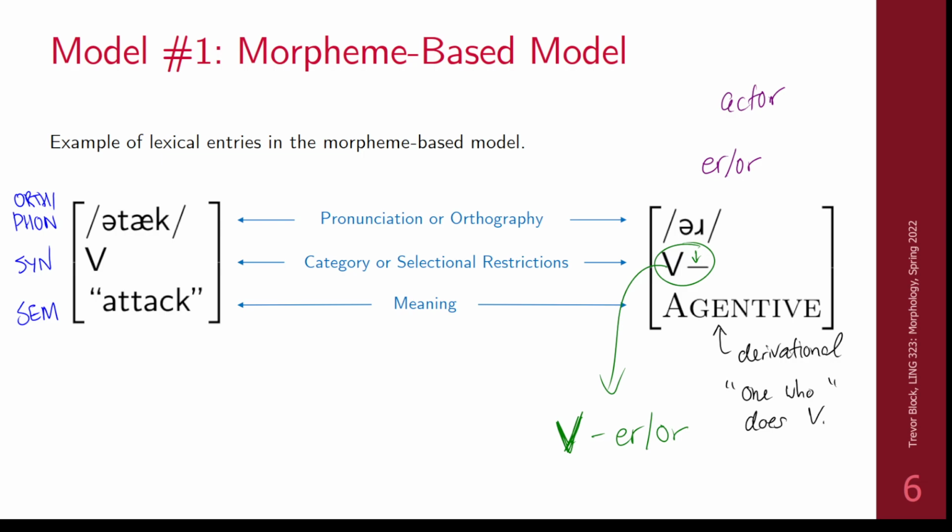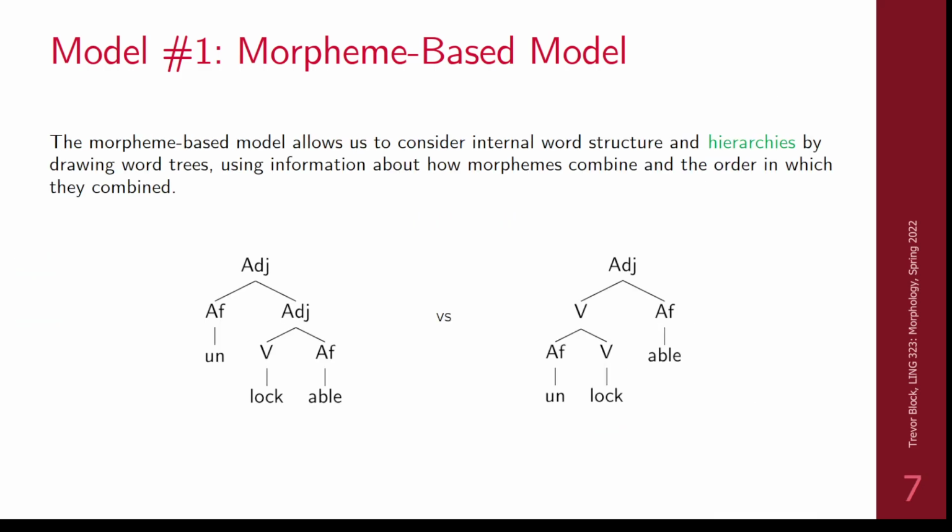So we have information about our morphemes here, and we use this information to tell us what things can combine in our trees. So this would tell us that if we have a verb and we have -or, we can join them together to make a noun. So with this, we can make tree structures. And with tree structures, we can look at internal word structure, and we can look at hierarchies. So we can get different meanings.